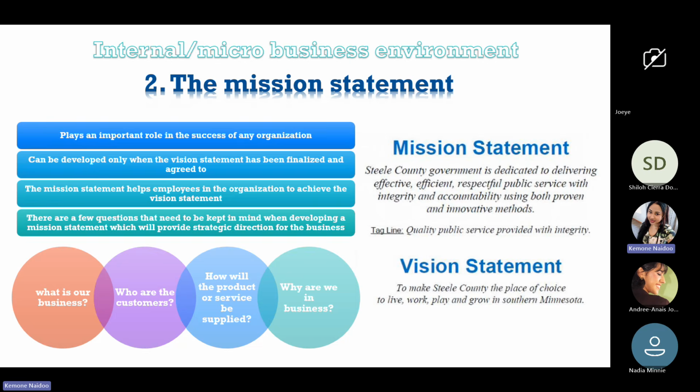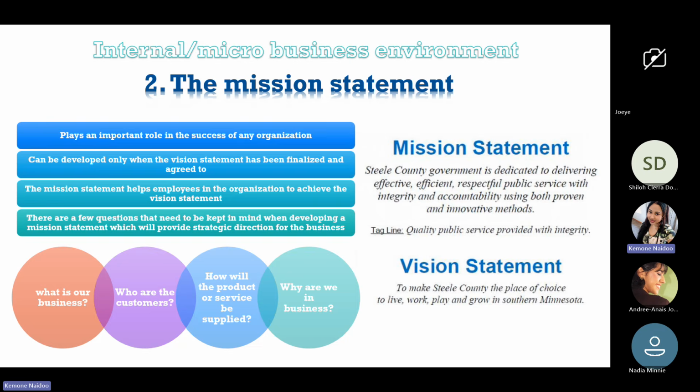And then when we look at a mission statement, this is looking at what we want to do, or what we are currently doing, and what we want to achieve. Okay, it also can look at what we should be doing in order to accomplish that vision statement. So in order to do this, we look at some questions like, what is our business? Who are our customers? How will the product or service be supplied? And why are we in business? So it looks at the what, who, how, and why questions.